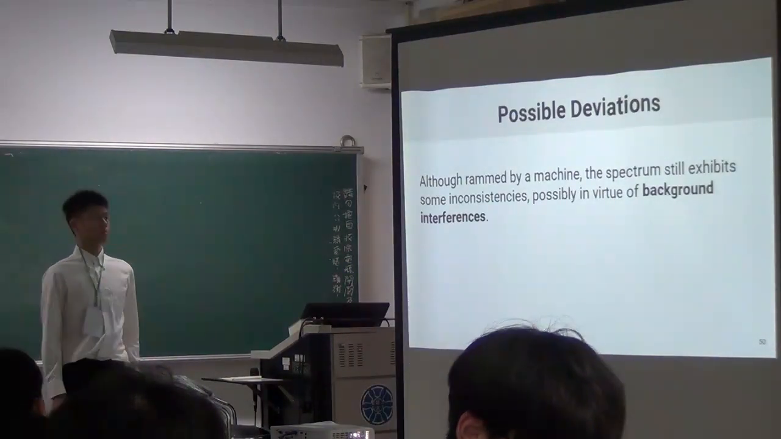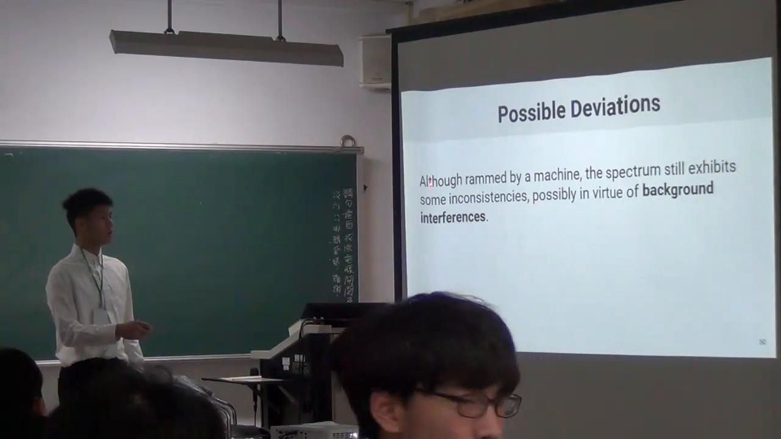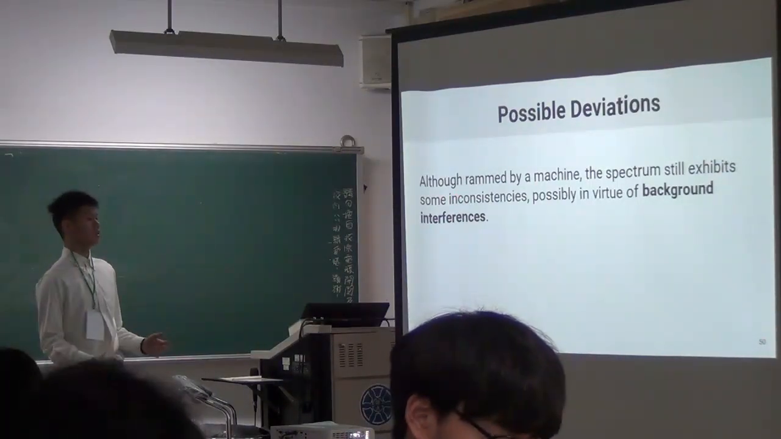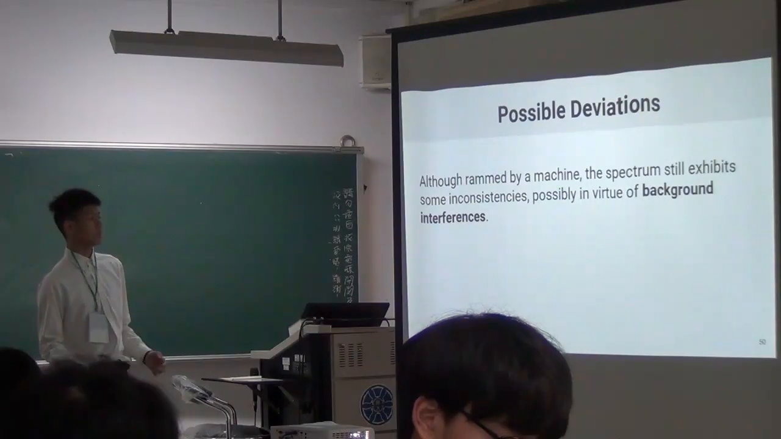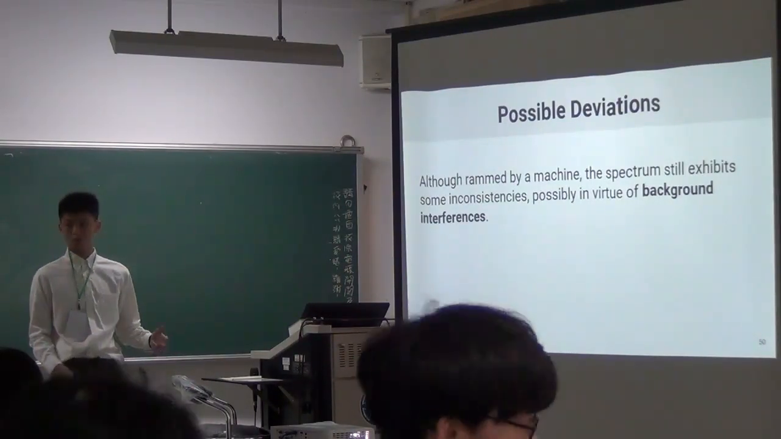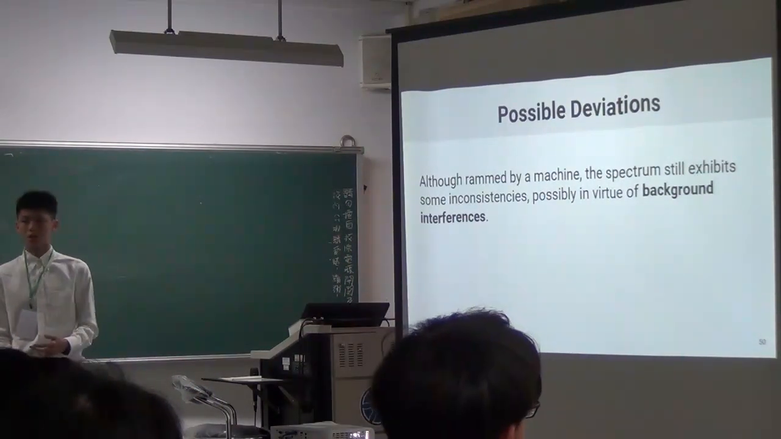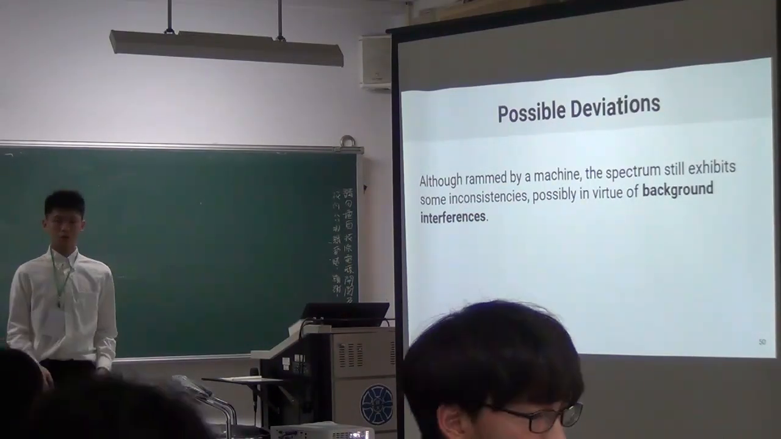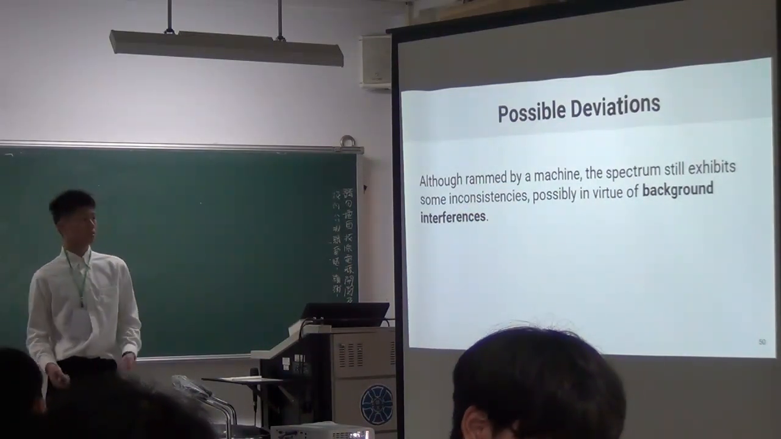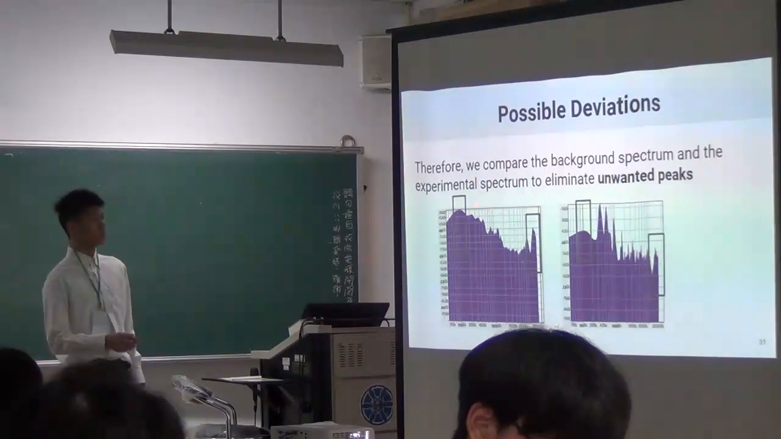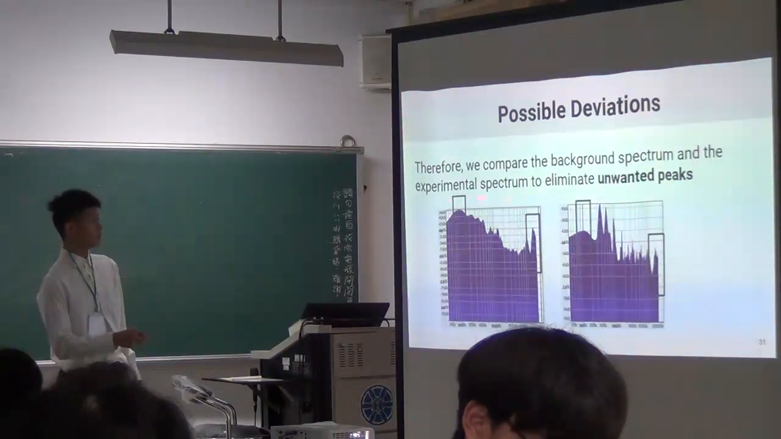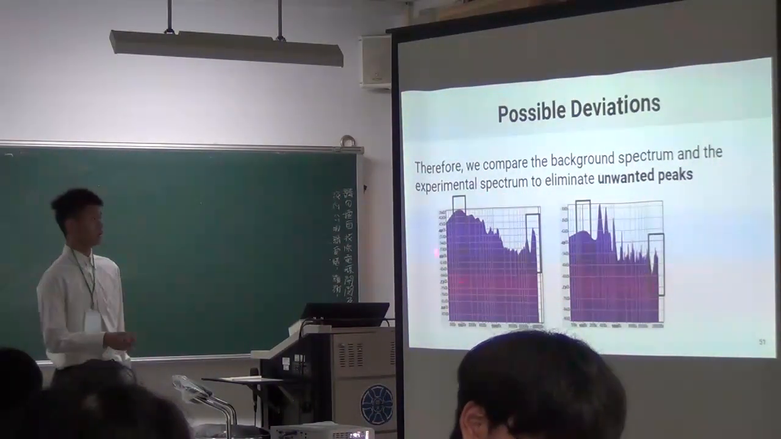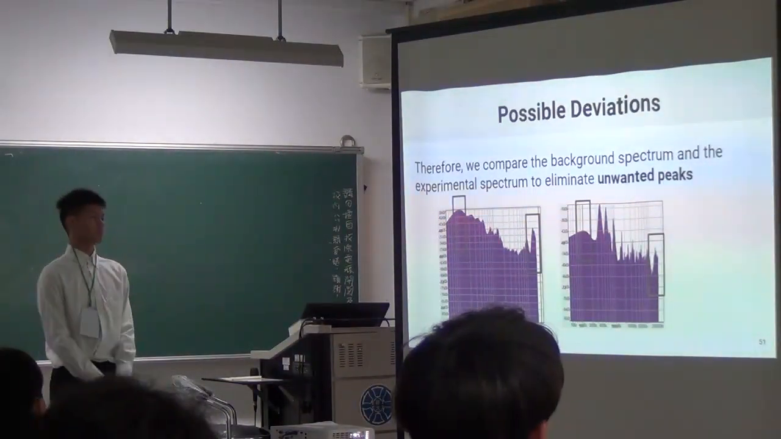Now let's talk about some possible deviations. Although it's run by a machine, the spectrum line still exhibits some inconsistencies, probably due to the background interferences. For example, the noise caused by the machine or the wind sound. Therefore, we will compare the background spectrum and the experimental spectrum to eliminate the unwanted peaks.